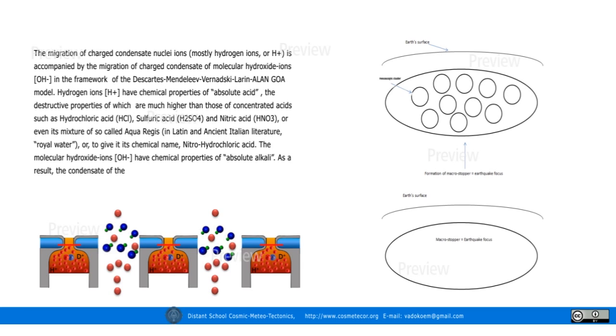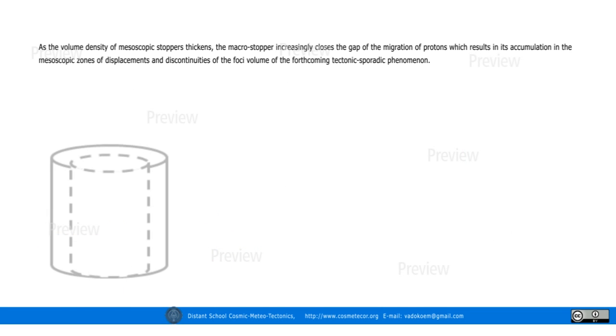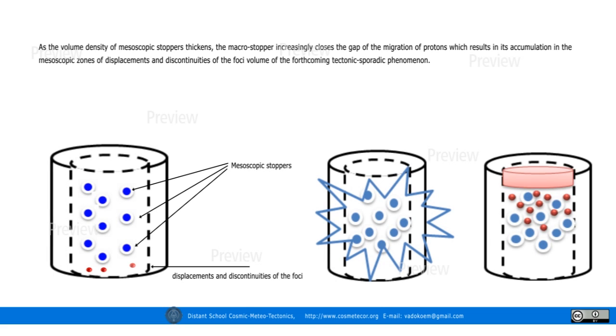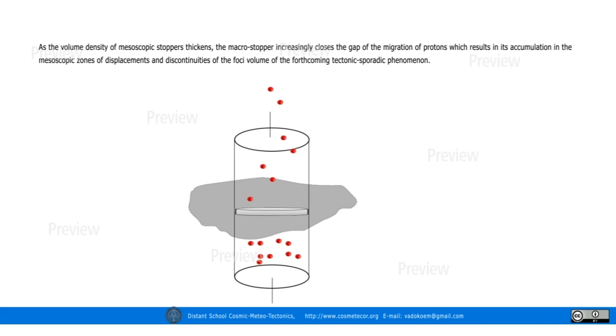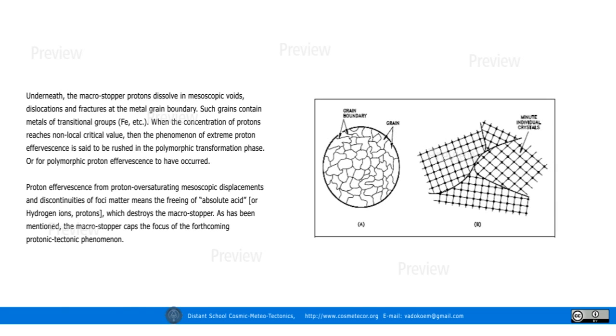As a result, the condensate of the molecular hydroxide ions, OH-, acts as a glue to join a set of mesoscopic stoppers into the entire macrostopper, capping the foci of future protonic tectonic phenomena. As the volume density of mesoscopic stoppers thickens, the macrostopper increasingly closes the gap of the migration of protons, which results in its accumulation in the mesoscopic zones of displacements and discontinuities of the foci volume of the forthcoming tectonic sporadic phenomenon. Underneath the macrostopper, protons dissolve in mesoscopic voids, dislocations and fractures at the metal grain boundary.